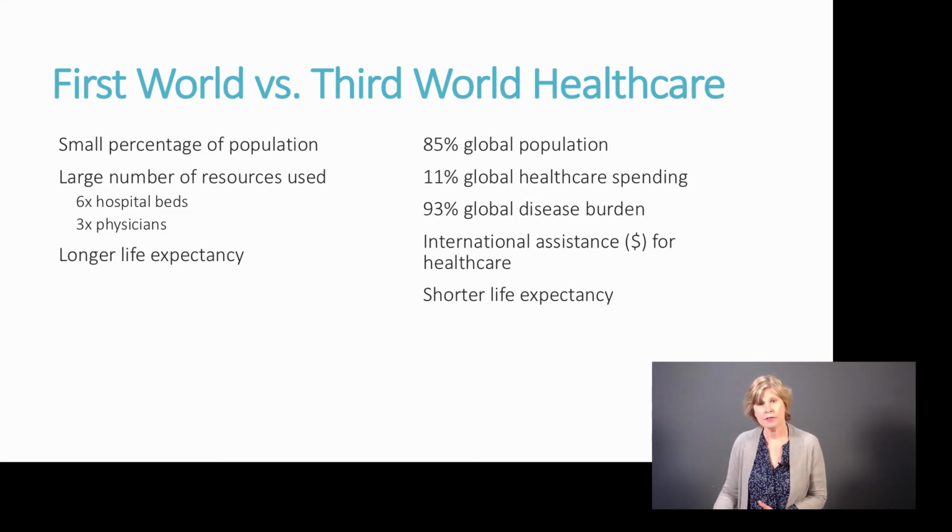Now on the right, third world countries are characterized by opposites. They have a significant proportion of the global population and disease burden, yet a tiny fraction of healthcare spending. All of these combined with poor sanitation and vaccination rates lead to shorter life expectancies for these groups. In addition, these countries rely on global assistance from first world countries for healthcare delivery and financing. If that funding decreases, what happens to the disease burden and life expectancy, along with healthcare spending? Do you think these factors decrease or increase?